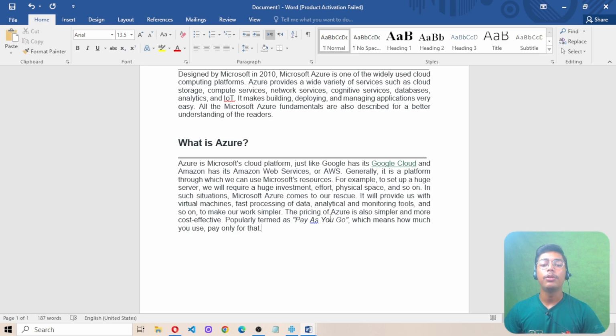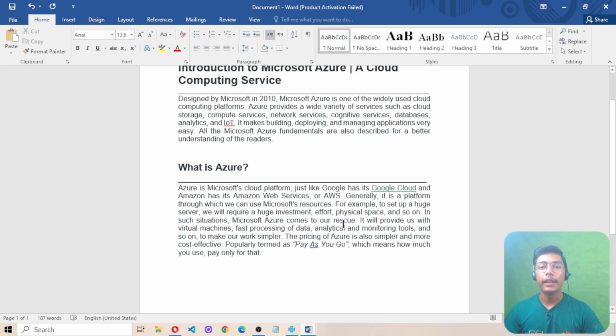It is popularly termed pay as you go, as mentioned here, and it means you pay only for how much you use. If I'm using 8 GB of data on my Microsoft Azure platform, I will only pay for that data which I am using. I will not pay for the whole cloud platform as if I had purchased it. I only pay for the data, website or app which I have hosted. That is a really good thing you get in Microsoft Azure, but not in other cloud platforms like Google Cloud or AWS, which is offered by Amazon.